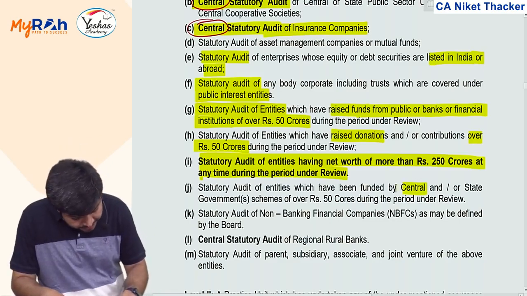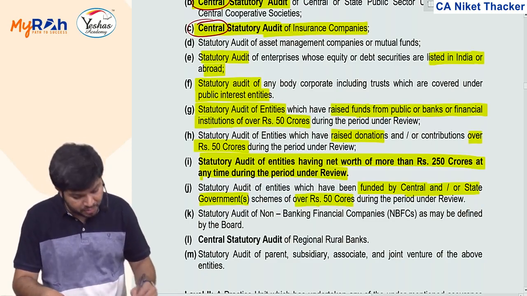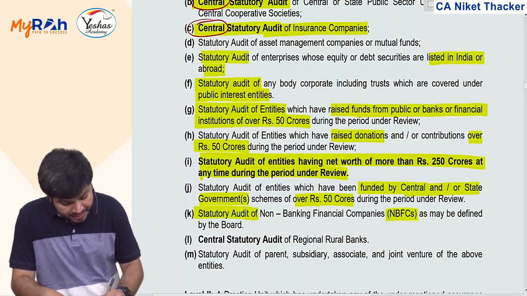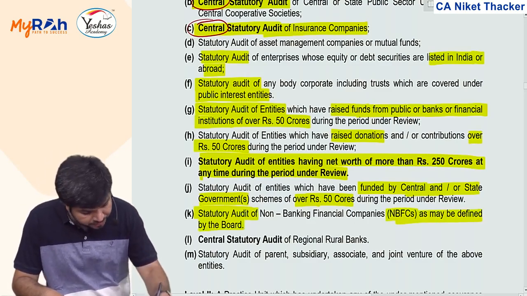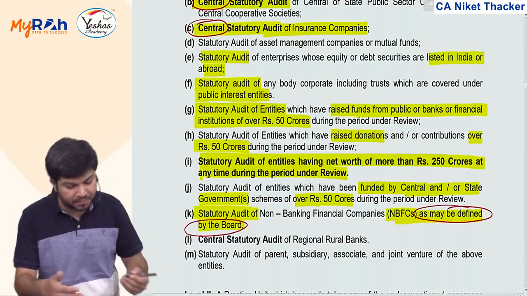Okay, if you are funded by central or state government, you got a grant of 50 crores or more, over 50 crores. Statutory auditor of NBFC as defined by the board. Okay, few NBFCs are covered here, few NBFCs are covered in level 2.